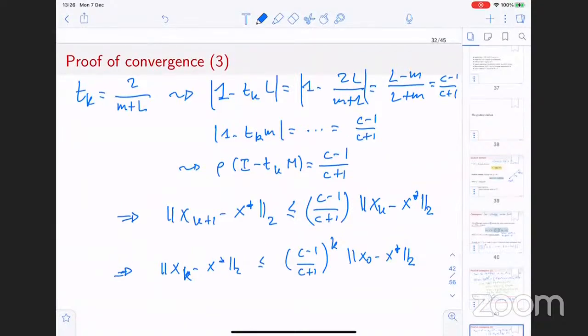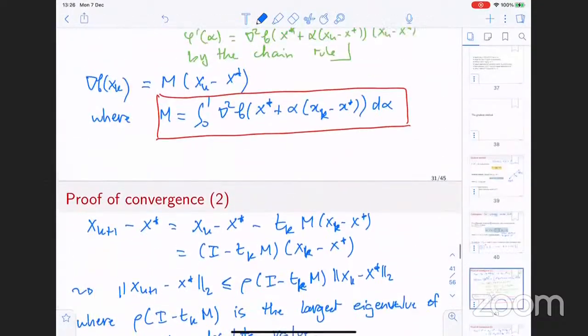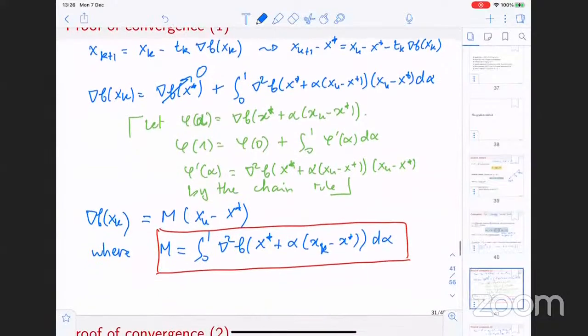So maybe if I can say what is the main part of the proof, it is really to write the gradient of f at xk in this form. It's really this formula that you see here. This was really the heart of the proof, and then it was just a matter of using the properties that we know about the Hessian to infer things about the eigenvalues of m and about identity minus t times m. And I would say this is linear algebra mostly.